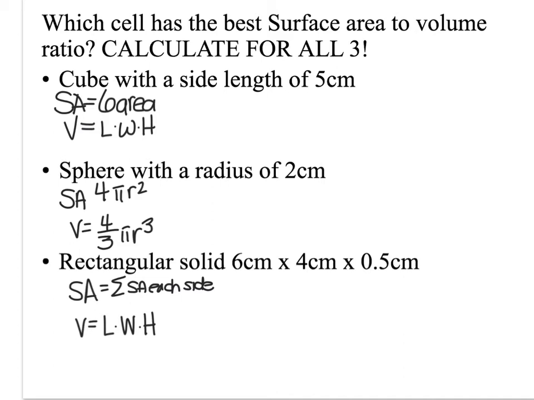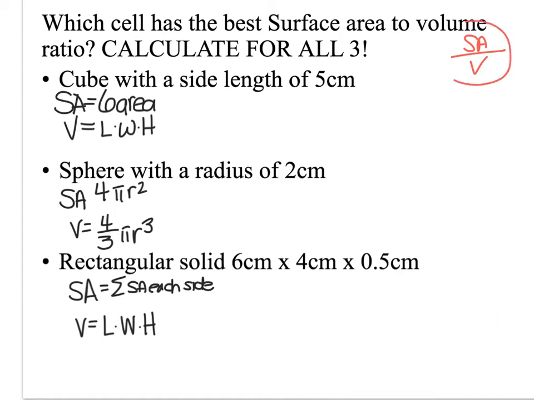Okay, so I rewrote the formulas here. And we have 3 cells. I gave you a cube, a sphere, and a rectangular solid. What we're going to do is calculate the surface area and the volume, and then the ratio of surface area to volume, which is simply that we're going to take the surface area that we get, divide it by the volume, and that's going to give us a surface area to volume ratio. And from that, we can compare them.